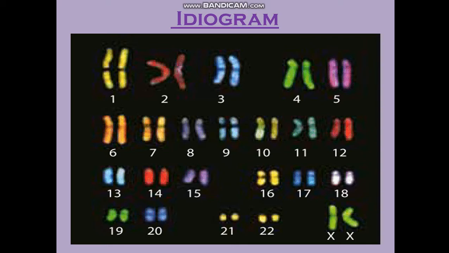Why has this been done? To arrange the chromosomes properly on the basis of their structure and size. A proper arrangement of all the chromosomes present in an individual is done, and such a representation is called an ideogram. So you can say that the ideogram is the arrangement of all the chromosomes of an organism. In this ideogram there are all 23 chromosomes. You can see the first chromosome here is the biggest, largest in size. Then they are decreasing in size.